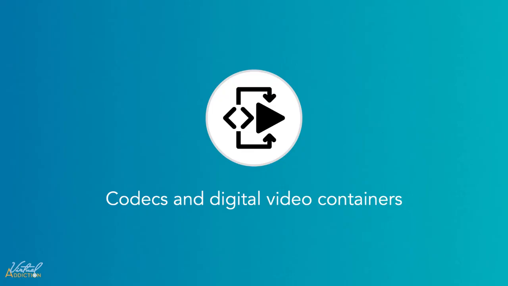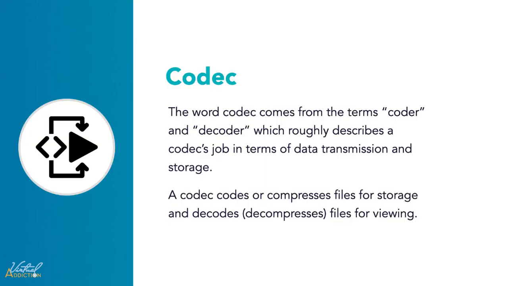You need to understand what codecs and digital video containers are. Codec is a term that comes up a lot when discussing audio and video formats, as well as compression techniques used to make files smaller. But what exactly is a codec, and where does the term come from? The word codec comes from the terms coder and decoder, which roughly describes a codec's job in terms of data transmission and storage. Modern codecs are software-based. In the past, hardware codecs were more common, particularly when analog formats first started to be digitized.